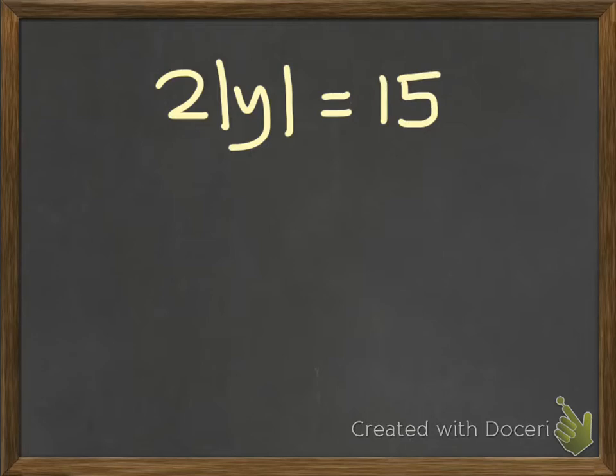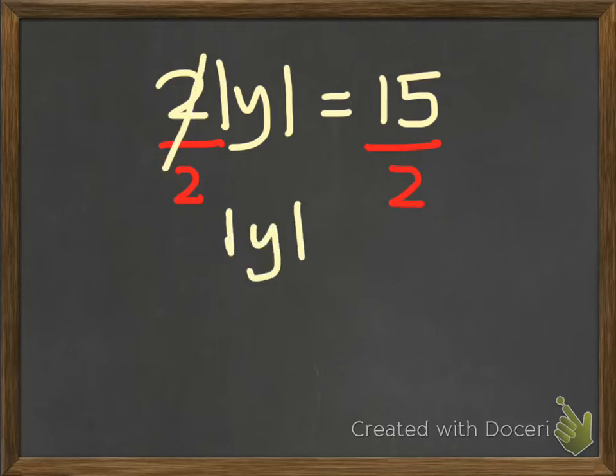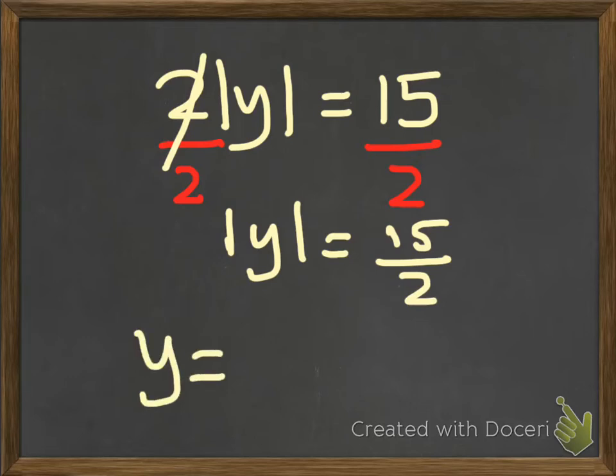So now I need the absolute value of y to be by itself. There's a 2 in front of it, so I need to divide by 2. Divide by 2, divide by 2. And you're going to get the absolute value of y equals 15 over 2, which is 7.5, but we'll just leave it 15 over 2. And so y equals plus and minus 15 over 2.